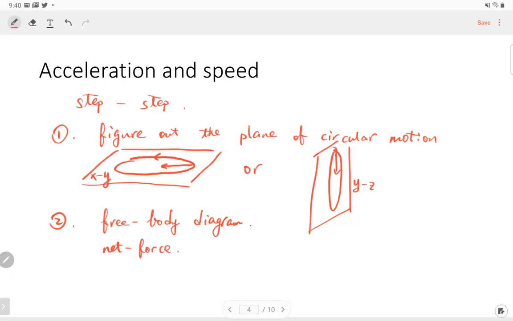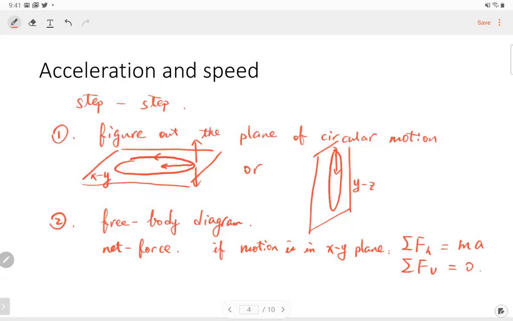And in the first case, if the circular motion is in the horizontal plane, for example, if the motion is in the XY plane, that means the net force in the horizontal surface, in the X direction or Y direction, will be equal to the mass times the centripetal acceleration. Okay. And in the vertical direction, the net force is zero. In this direction, there's no motion. So in the vertical direction, the acceleration is zero, then there's no net force.